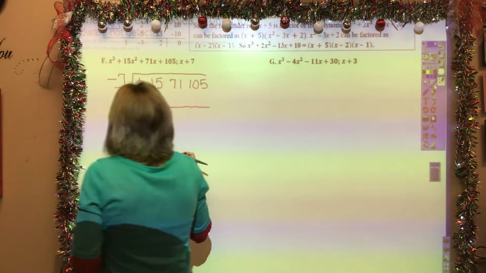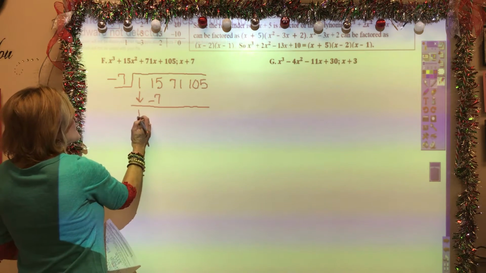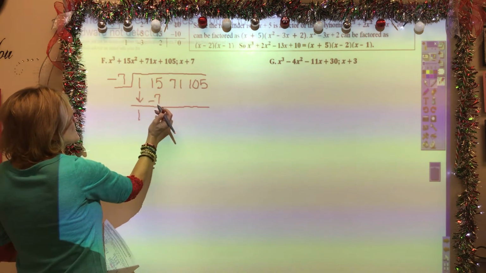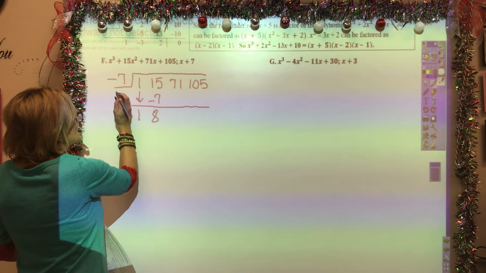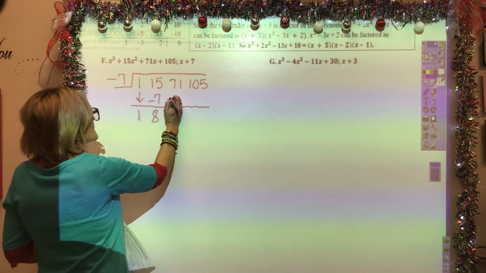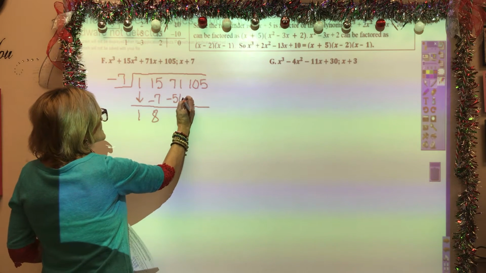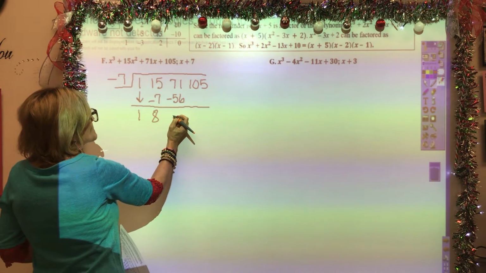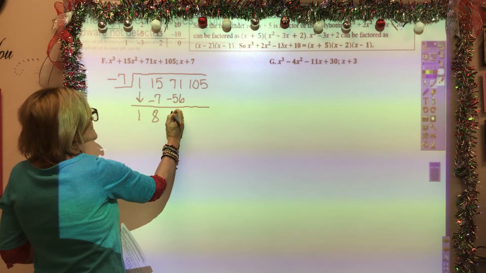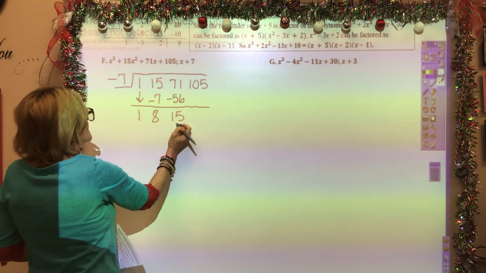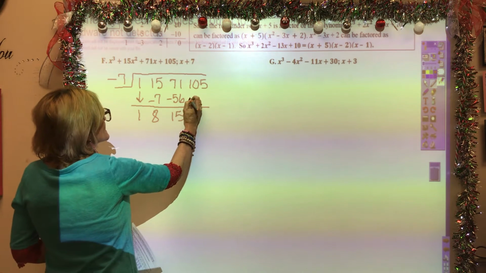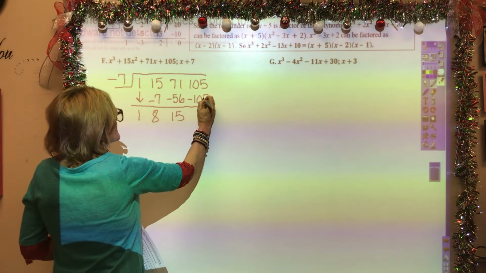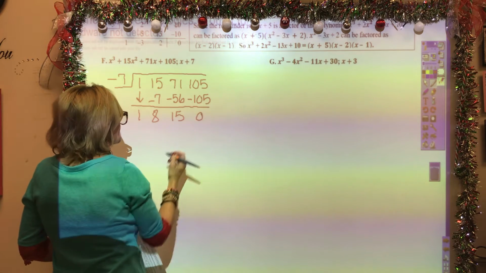Negative 7 times 1 is negative 7. 15 minus 7 is 8. Negative 7 times 8 is negative 56. 71 minus 56 is 15. And negative 7 times 15 is negative 105. So we end in 0.